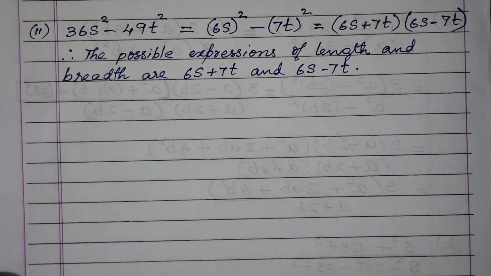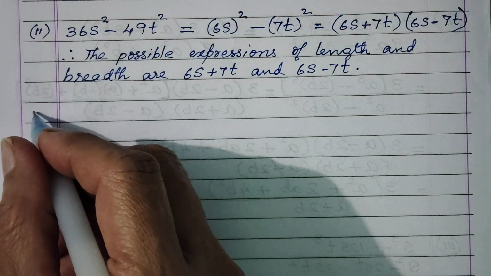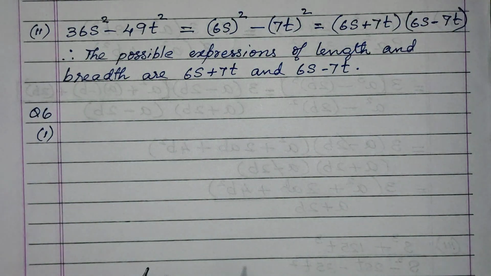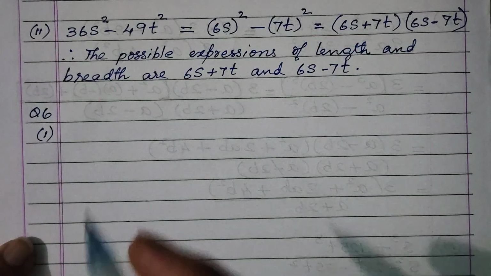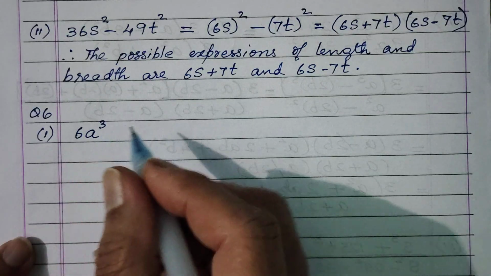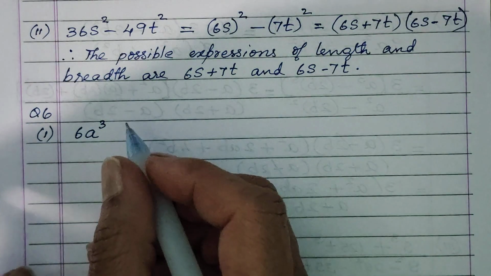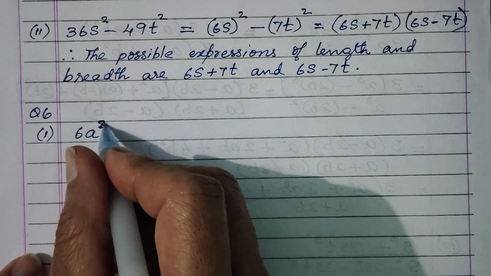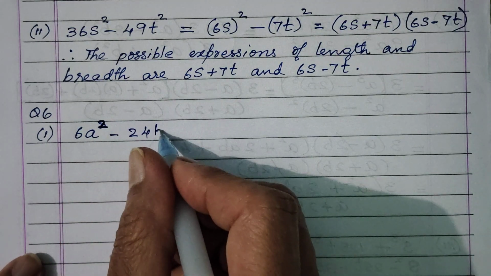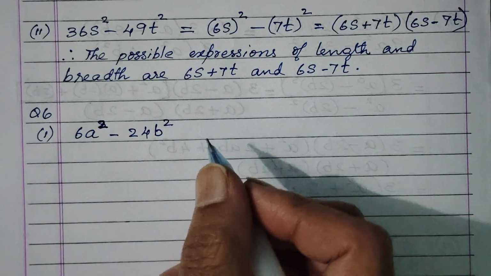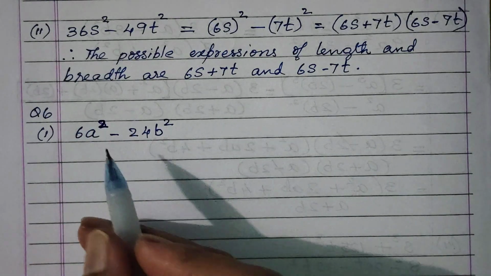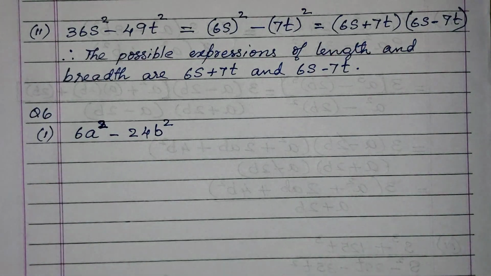So question number 6, the first part of the question number 6 is the volume of a cuboid has been given as 6a square minus 24b square. So we have to find the length, breadth and height of the cuboid whose volume is 6a square minus 24b square.